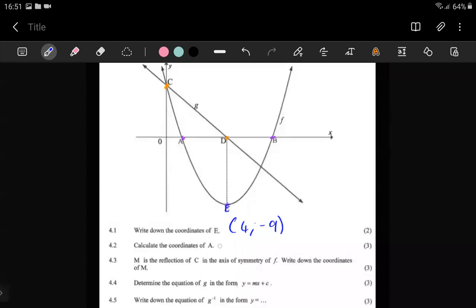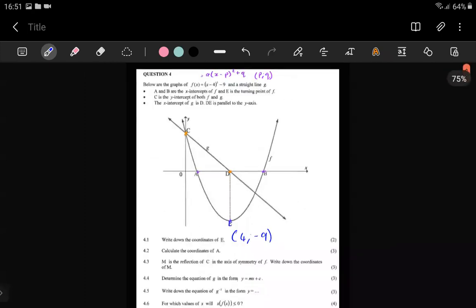Perfect. Hey, Levi, sorry. There's another way you can work out the turning point. It's 2B over A or B over 2A. Can't remember the, it's B over 2A minus B over 2A. Yes. When do you use that?